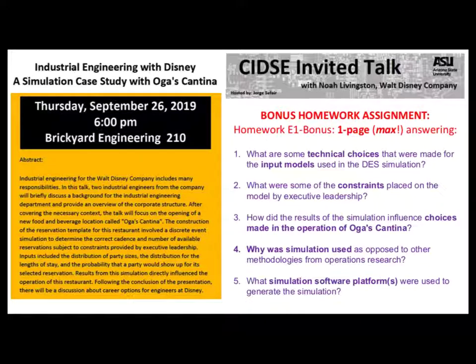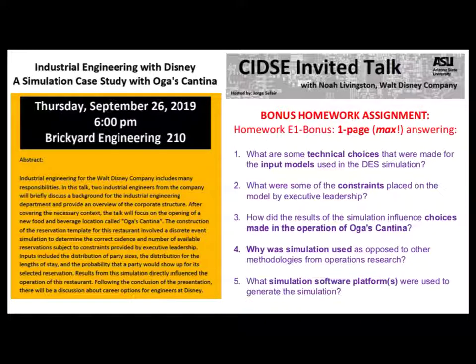I thought this was really relevant, and it may actually seed some ideas for your final project, to see a real project like this being used out in industry where they're using simulation tools. It's totally optional, but I created this bonus assignment: if you go to the talk, I've got these 5 questions that I'm hoping you can answer very briefly, so points for concision. The response would be 1 page maximum; less than a page is definitely okay. So if you have the time and are interested, attend Noah's talk.